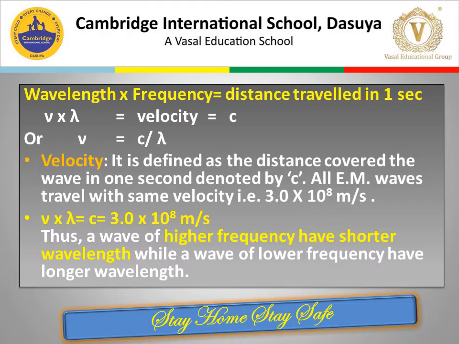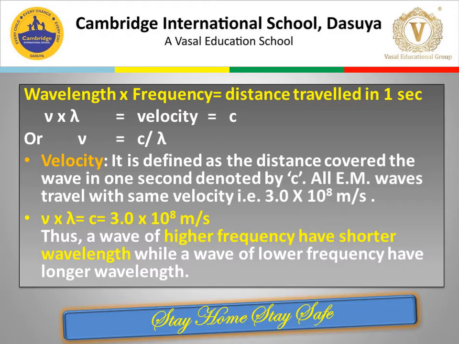The velocity is defined as the distance covered by a wave in 1 second, denoted by c. All electromagnetic waves travel with the same velocity, as we have already discussed, and the velocity is 3.0 × 10^8 meters per second. That is the speed of light. So nu times lambda equals c, and that should be equal to 3.0 × 10^8 meters per second.